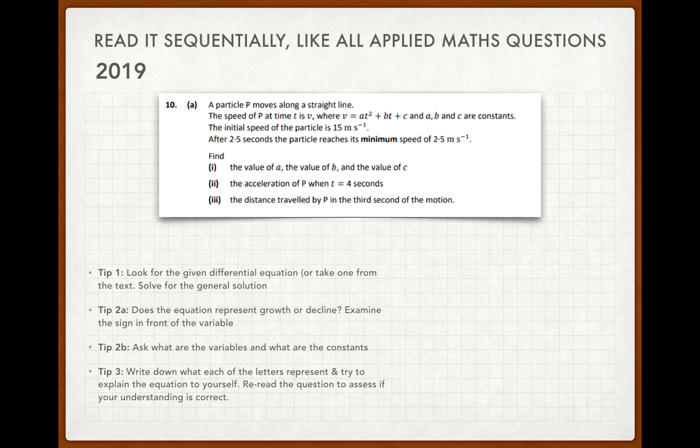Part 2, find the acceleration. So we know to differentiate v to get the acceleration, and we're looking for the acceleration when t is equal to 4. Get your acceleration function, sub in 4, job done. That's a maths question, gents. You should be able to do it from Leaving Cert Higher Maths.